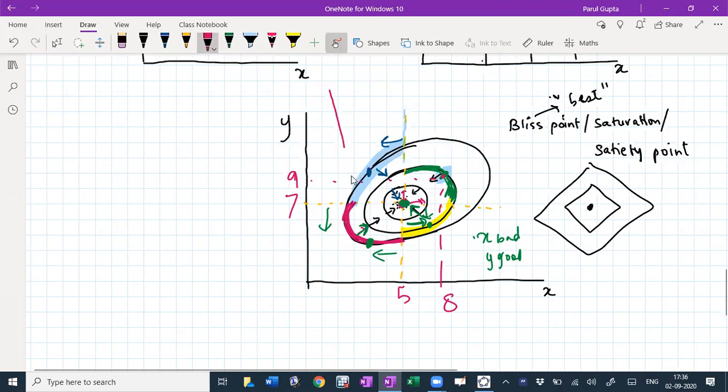Let me just write it here. In this segment you have Y bad and X good. In this segment you have both bad. In this segment you have X bad Y good, and in this segment you have both goods.